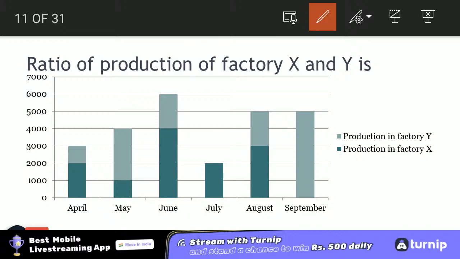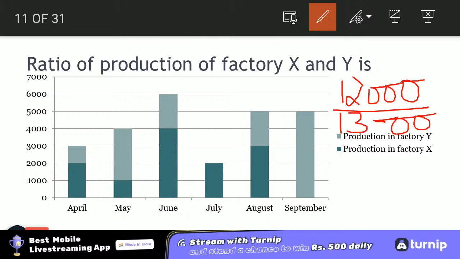Production of factory X was 12,000 as we did. And production of factory Y. What is the production of factory Y? It is 13,000. So if we'll talk about their ratio means we need to divide both of them. So the ratio would turn out to be 12:13.